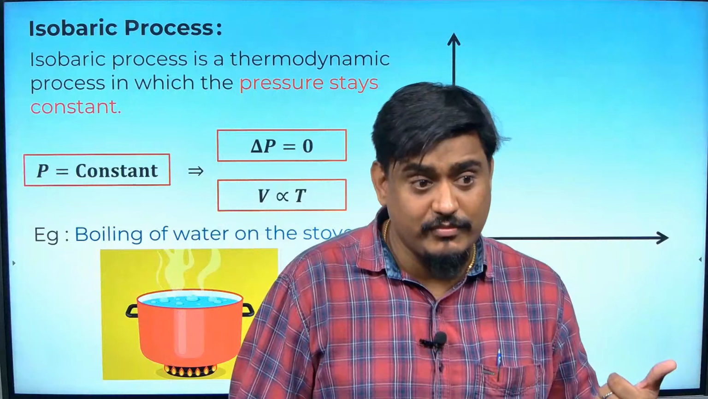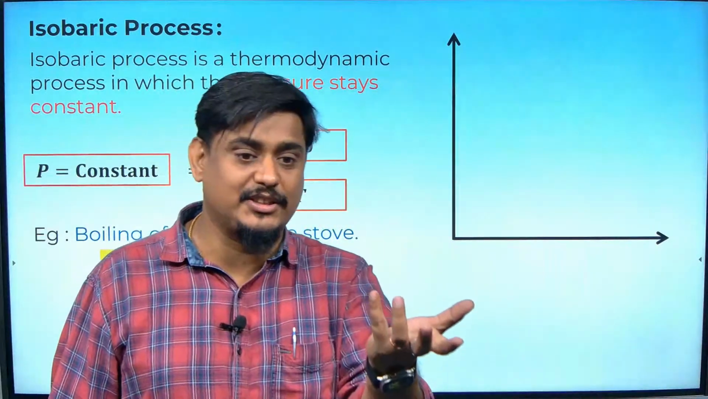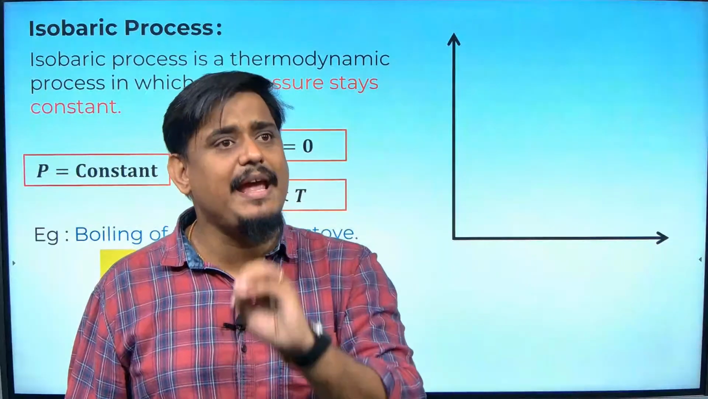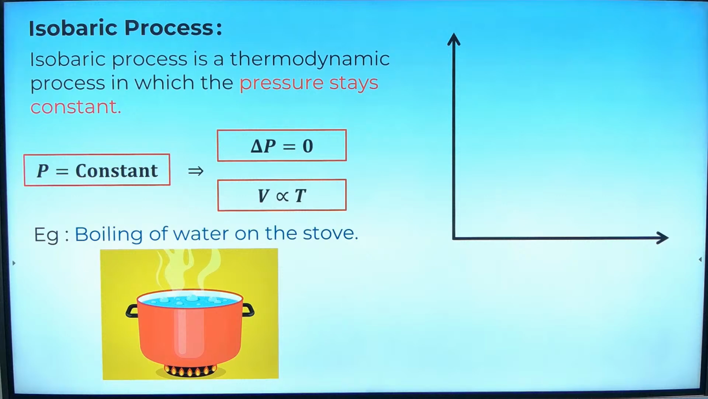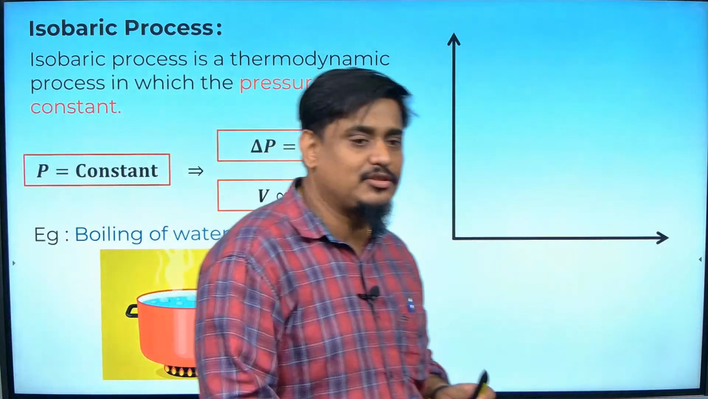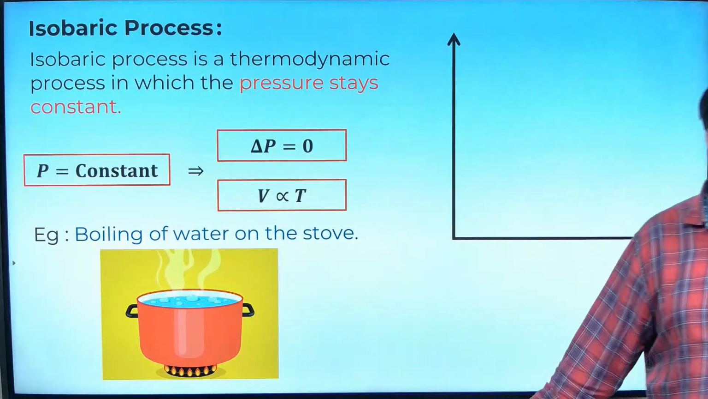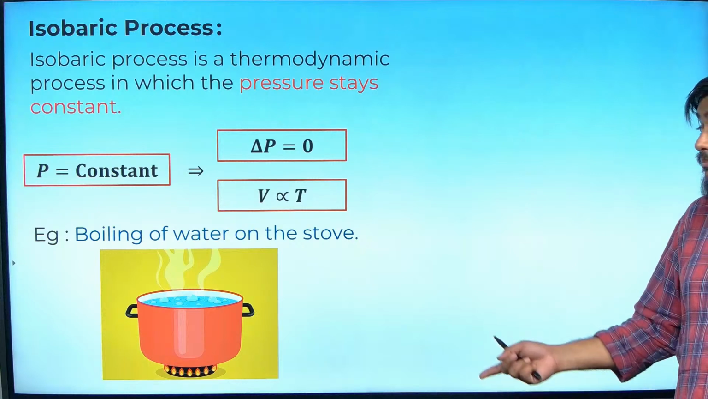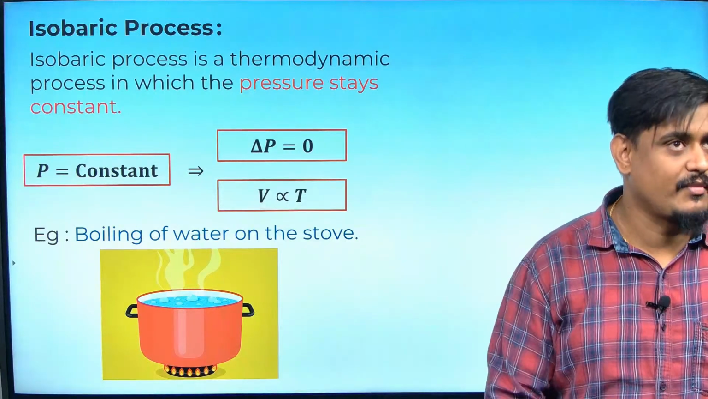Temperature may change, volume also may change. Heating the water, water may expand initially, isn't it? So we may have change in volume, change in temperature, but we will not have change in pressure. That kind of process is called isobaric. Sometimes they may ask in the school exam, example of isobaric process, boiling of water, right? Again, if I say boiling of water in pressure cooker, it will not be isobaric. Are you getting my point?